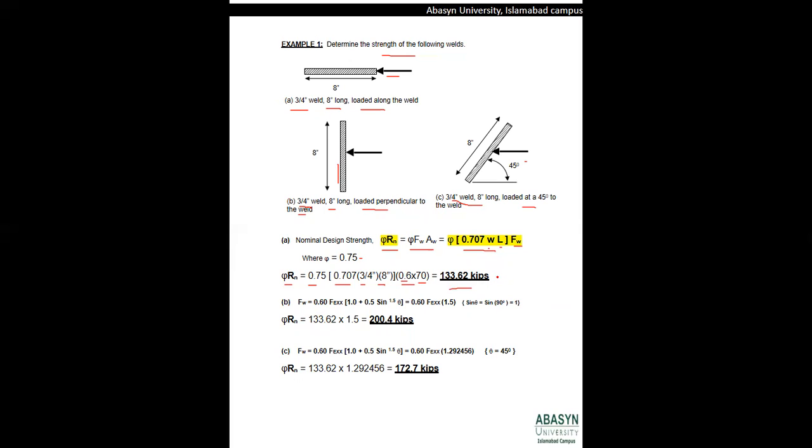So we will say that for part A, the design strength of the weld is 133.62 kips. If we apply a load less than this value, it will not fail. But if we apply a load of more than 133.62 kips, the weld is going to fail in shear.